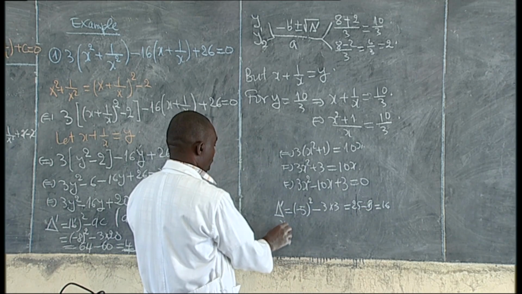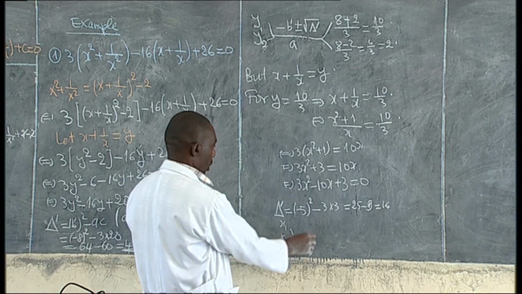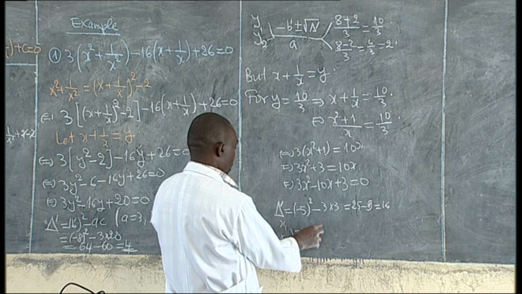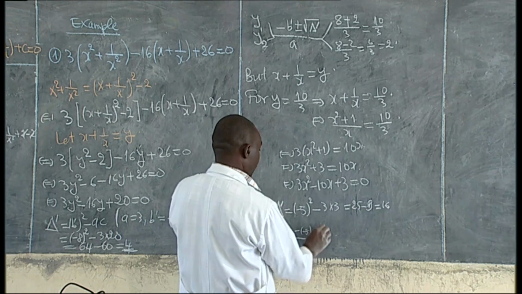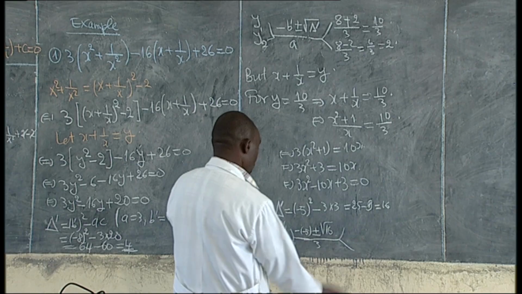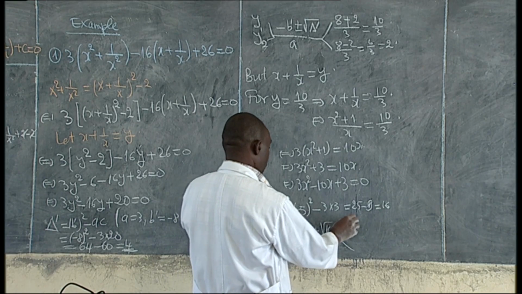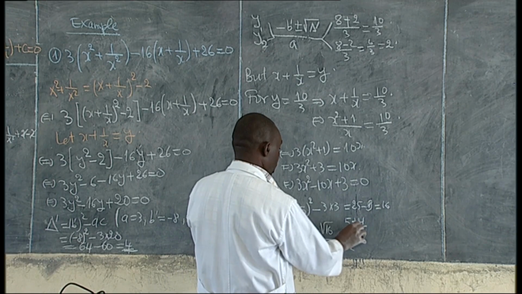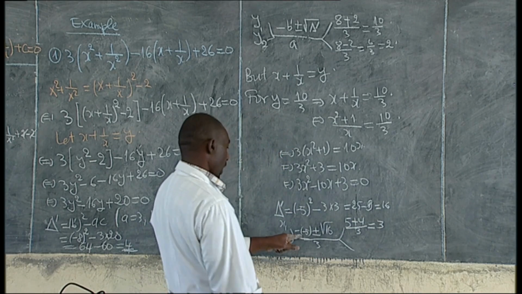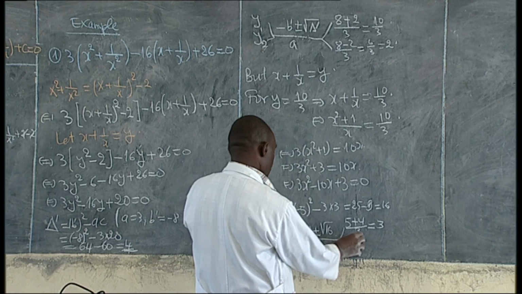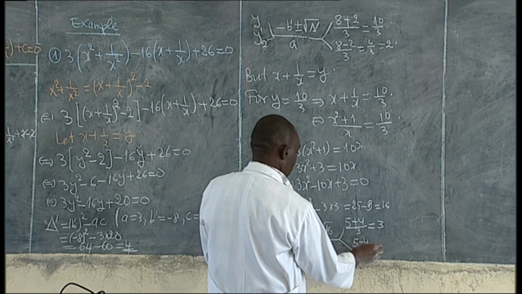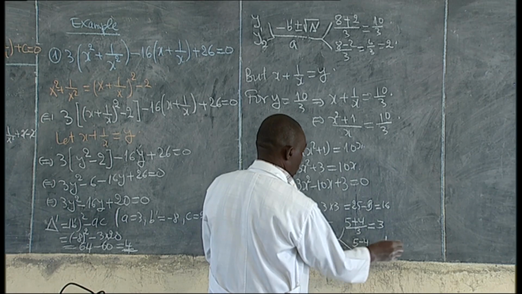So x1 and x2 will be negative minus 5 plus or minus square root of 16, divided by a, which is equal to 3. This is 5 plus 4 divided by 3. 9 divided by 3 is 3. And the other is 5 minus 4 divided by 3. This is 1/3.